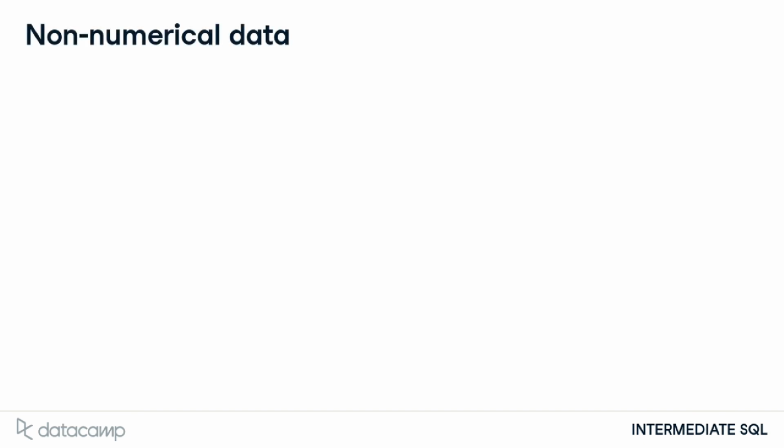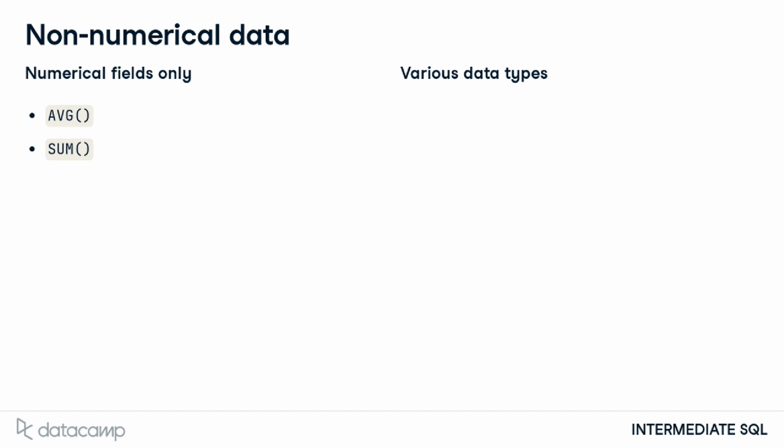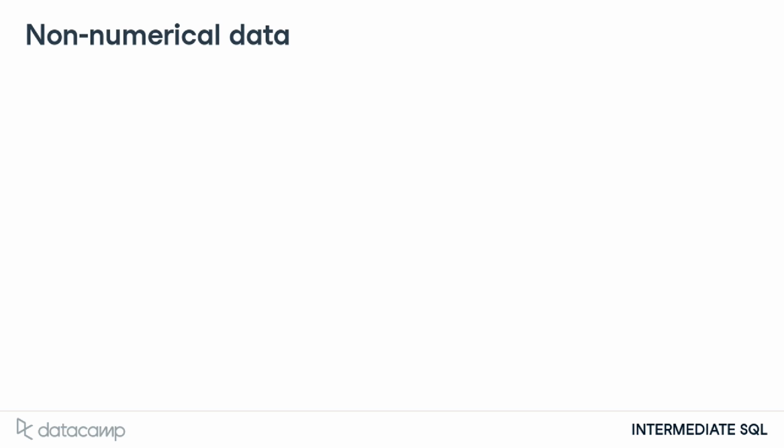Although these functions appear to be mathematical, we can use several of them with both numerical and non-numerical fields. Average and sum are the 2 aggregate functions we can only use on numerical fields since they require arithmetic. We can use count, minimum, and maximum with non-numerical fields, as we already saw with count in previous lessons.